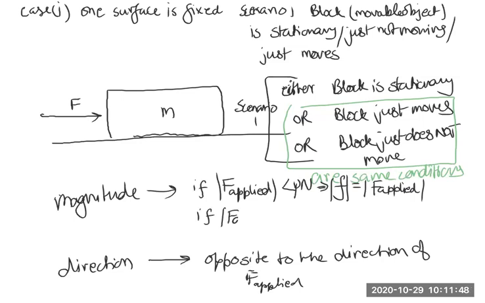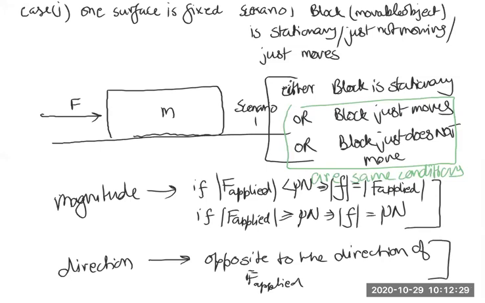And if F applied is greater than or equal to mu N, then this implies that the magnitude of friction is equal to mu N. So if F applied is equal to the maximum friction or goes beyond it, the friction stays at its maximum value and cannot go higher. Right? So here this is sort of variable, but this is fixed.